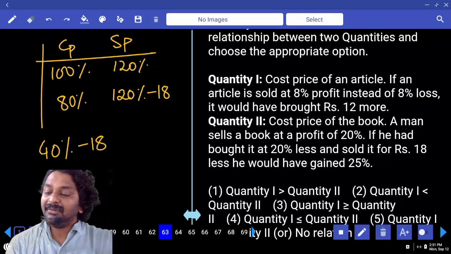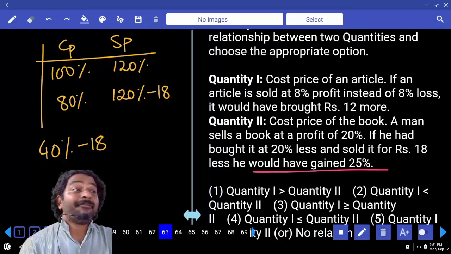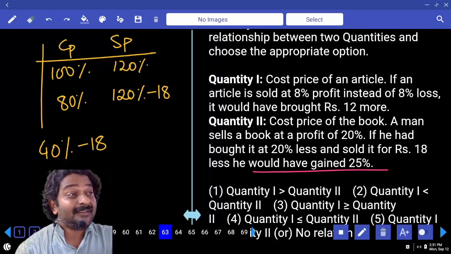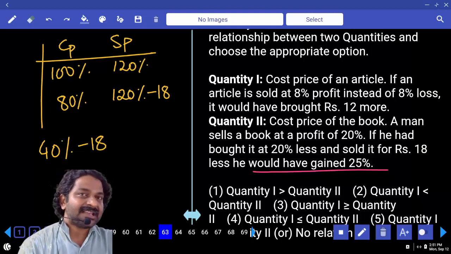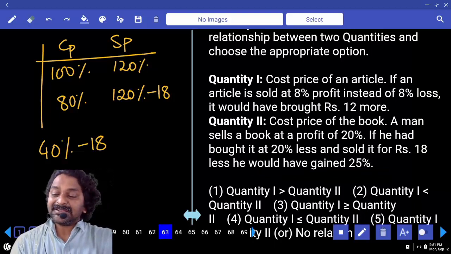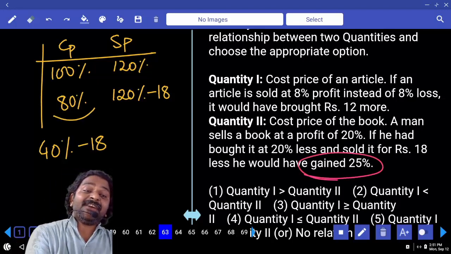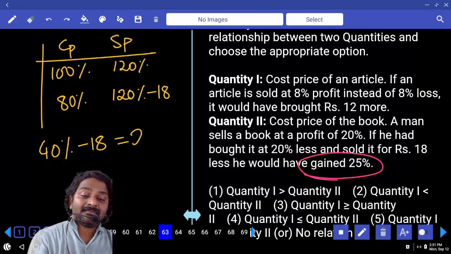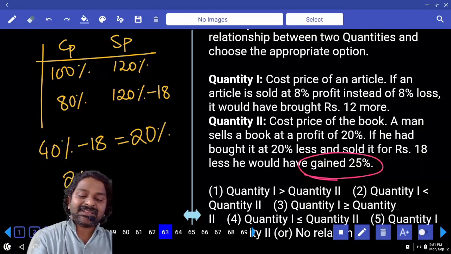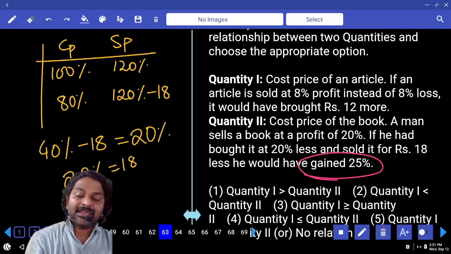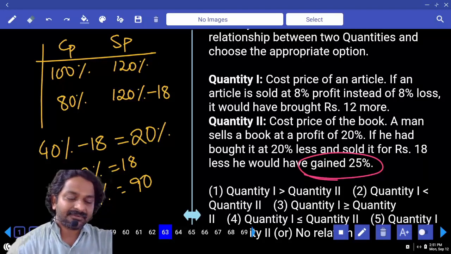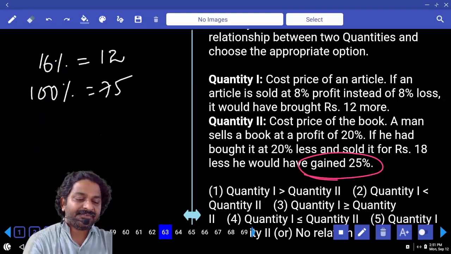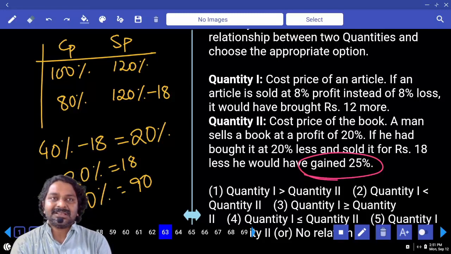Now he would have gained 25%. Profit percentage must always be calculated on cost price. This is in the first case or second case? Second case. What percent of profit are we getting? 25% profit in the second case. How much is that? 25% of 80 is 20. From this, can we conclude 20% is equal to 18? Cost price is 100%, which is 5 times of 20, so 5 times 18, 90 is the final answer. What was Q1 we got? 75. Q2, 90. Q1 is less than Q2.